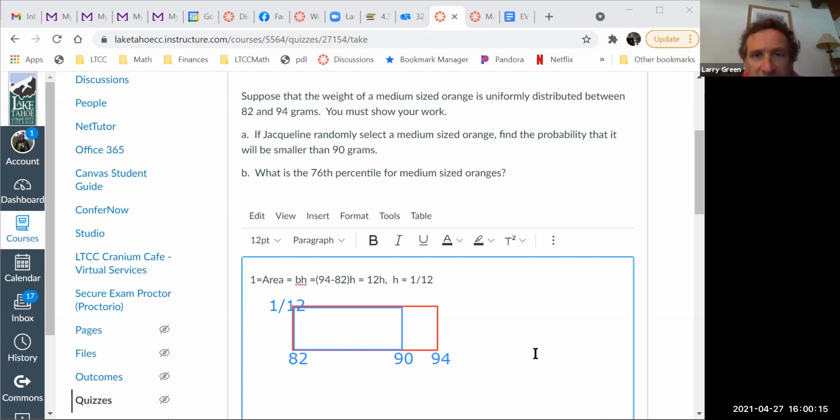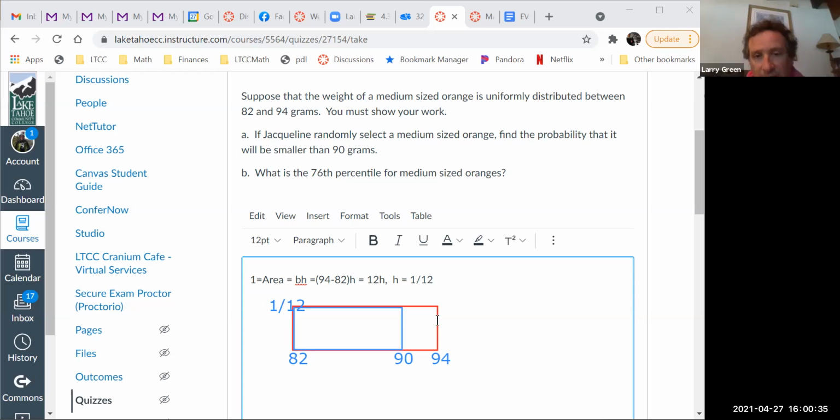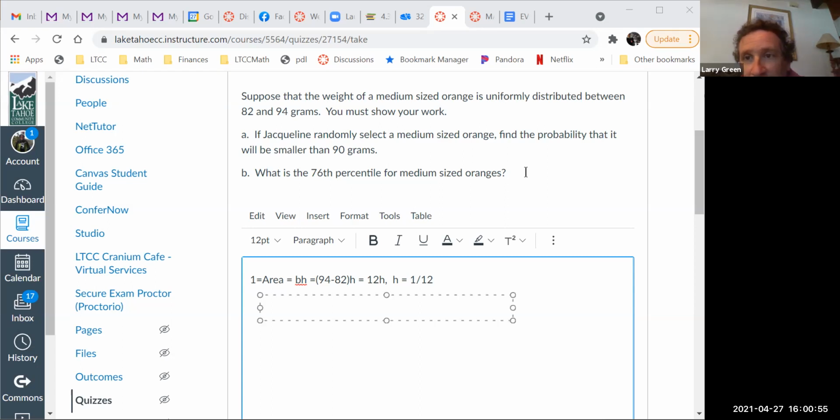In terms of smaller than 90, if we want the probability of that, what do we have to calculate now that we can look at the rectangle? The area of the blue rectangle. Yeah, the area of the blue rectangle. Again, it may not look so great, so I'm going to erase it and then go into it, because Zoom is always weird with Canvas. We want the area of that blue rectangle.